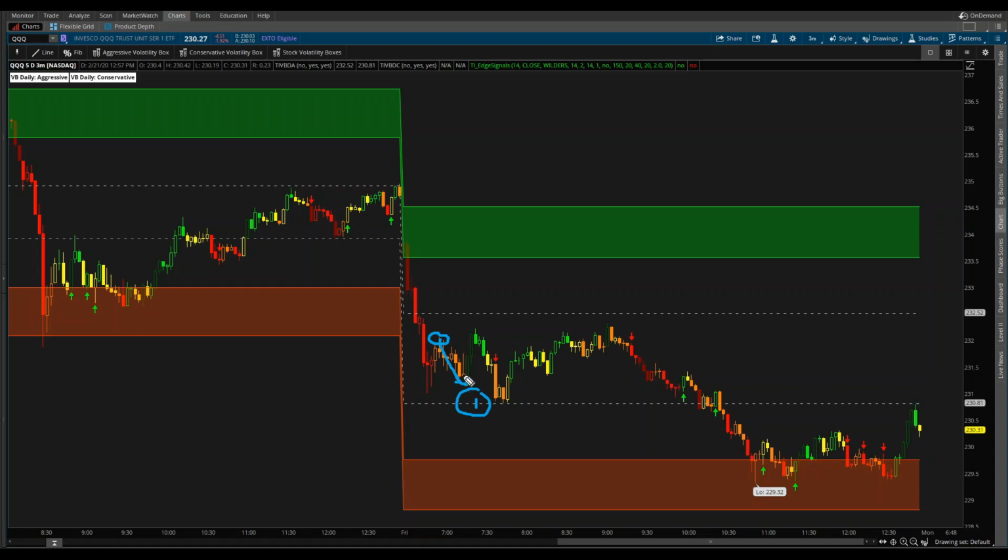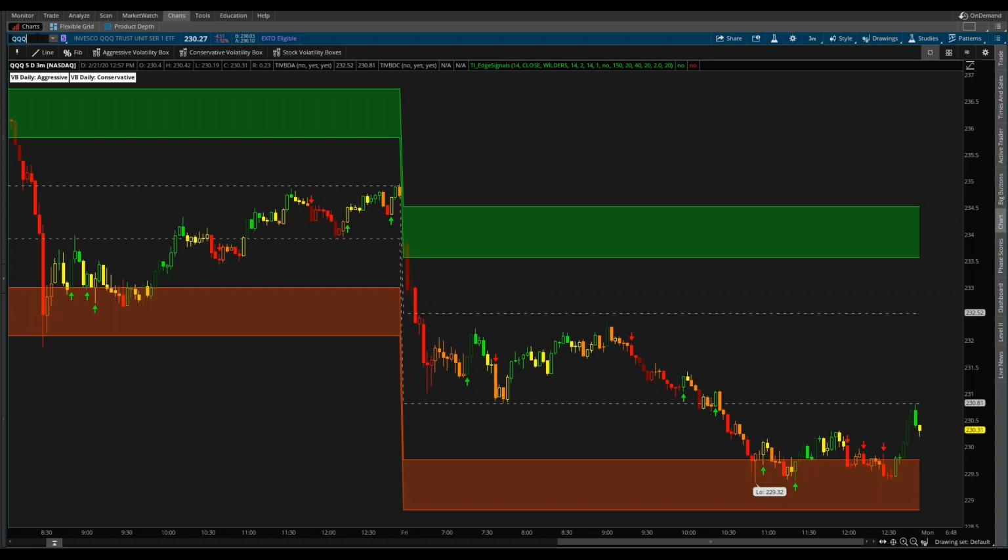So you're looking for a move from our entry point to the first target. Your second target could be the beginning of the clouds. And then your third target might have been the edge of the clouds, which was not hit. At this point, you're able to manage the trade and start to at least have a break-even stop once you've hit your first target. So that's a different way that you could play some of these trending market days and use both tools together if you have access to them.